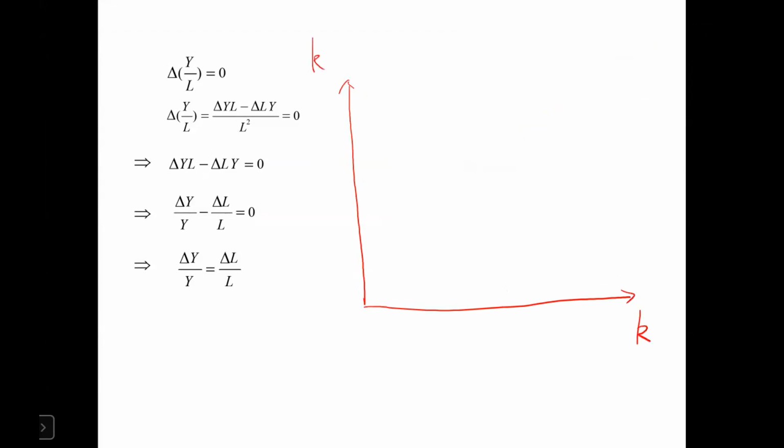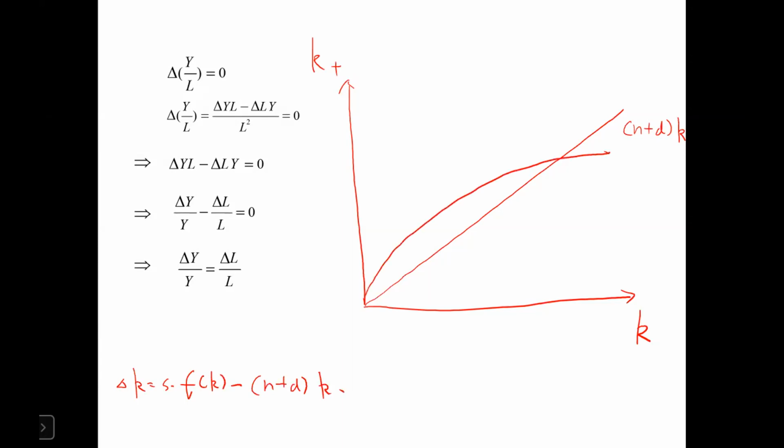This K is K star, right? So where we start, we have this line, (M plus D) K. This is called the negative force, right? Let's write it here. Delta K equal to S times F of K minus (M plus D) times K. There's the positive force, this is S times F of K. So they must behave like this, and due to the following facts, right? Decreasing marginal productivity of capital, so this is decreasing as K increases. And also MPK goes to infinity at K equals 0, right?